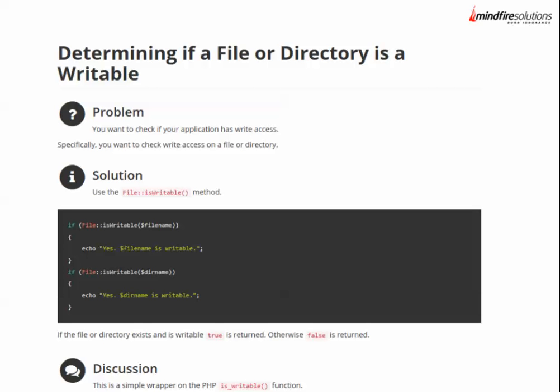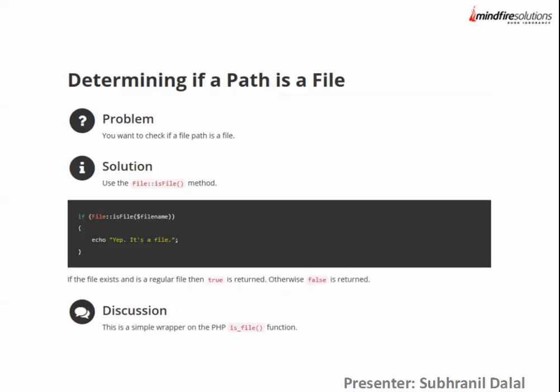So the file is writable method: if you pass the directory or file name, it will return true or false, and you can understand whether it is writable or not. Same as determining if a path is a file or not. Like we check whether it is a directory or not. Here is the function is file, and if you pass the file name, it will tell you whether it is a file or not. Okay.